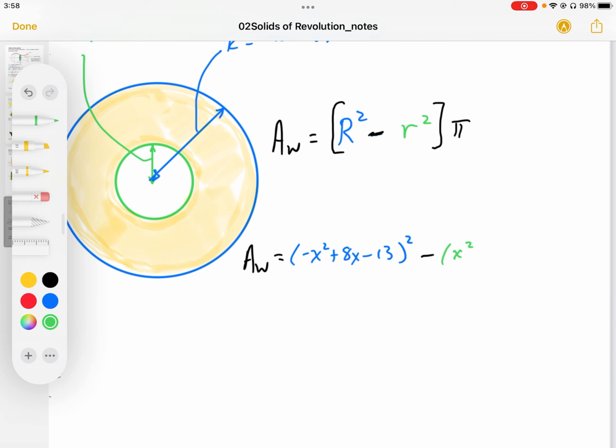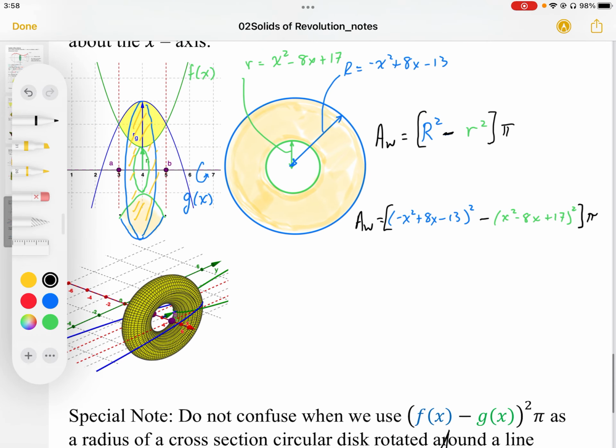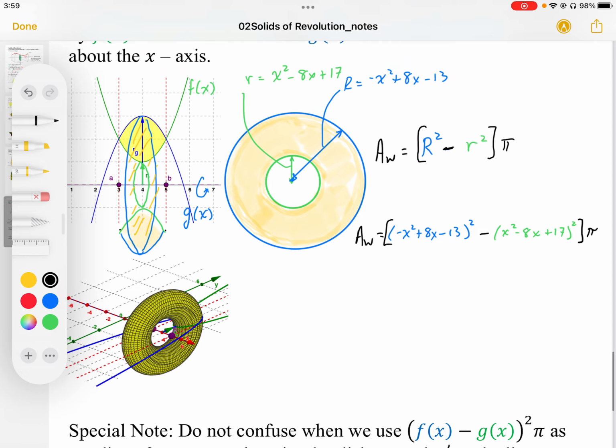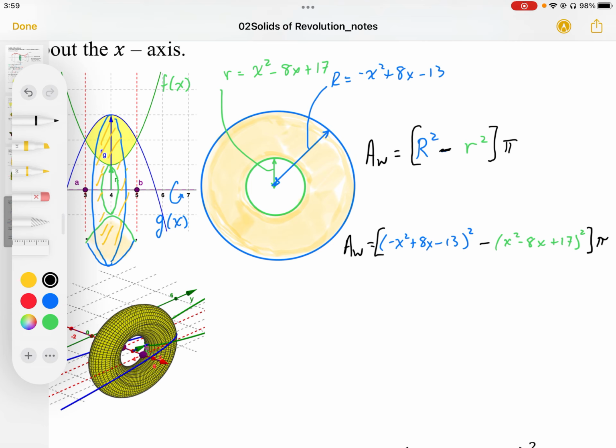That's going to be x squared minus 8x plus 17 all squared. So that represents, and we're going to times that all by pi, the area of the washers that we're looking for. And now if I want to find out the volume of this donut shape, what I want to do is take that area and give it a little bit of thickness. In this case, the thickness is going to be this thickness this way, which is a dx thickness. And then we're going to write it as the integral.